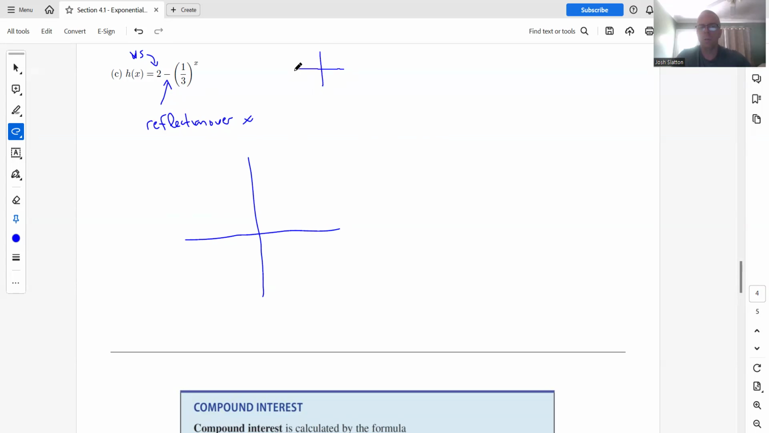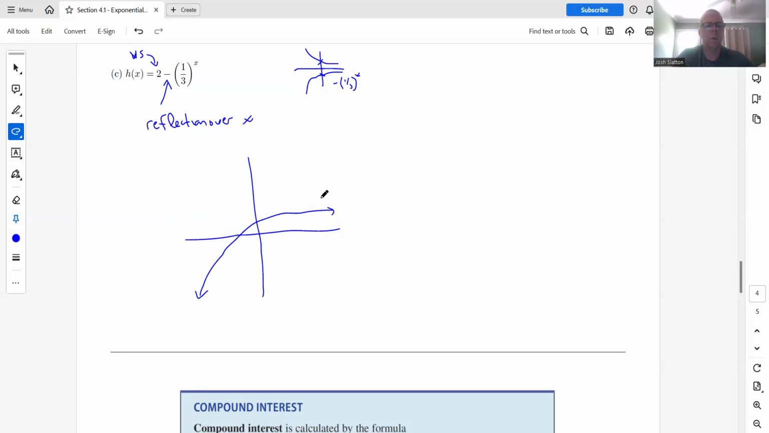So the original, 1/3 to the x, would look like this. If we do negative 1/3 to the x, we're going to flip it over here, so it's going to look like that. Then we are going to shift it up 2. So the original y-intercept would be (0, 1). We reflect it over the x-axis, so now the y-intercept of negative 1/3 to the x would be (0, -1). We're going to move it up 2, so that puts it back at (0, 1), but it's upside down now. So now it is going to look like this.